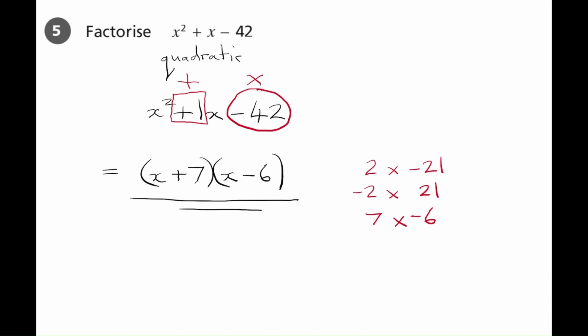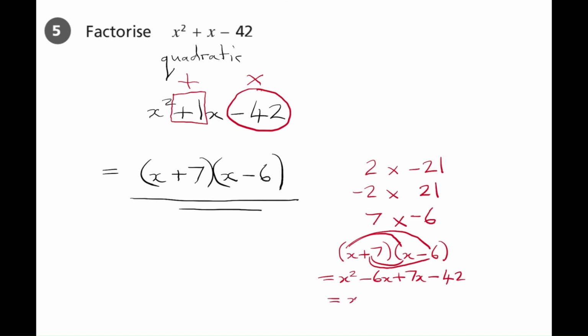What we should do, if we have time, is multiply out our answer and make sure it gives us what we started with. So if we multiply the two brackets together, we get x multiplied by x is x squared, x multiplied by negative 6 is negative 6x, 7 multiplied by x is plus 7x, and plus 7 multiplied by negative 6 gives you minus 42. So this gives us x squared, and then negative 6x add 7x will give us plus 1x minus 42, and that is what we started with, so we should be correct.